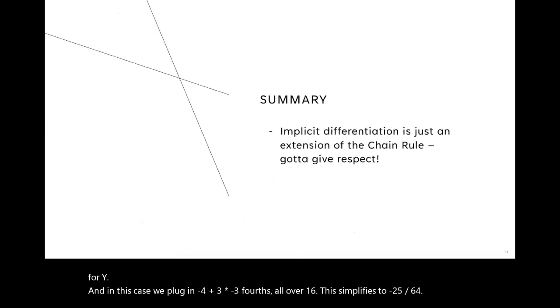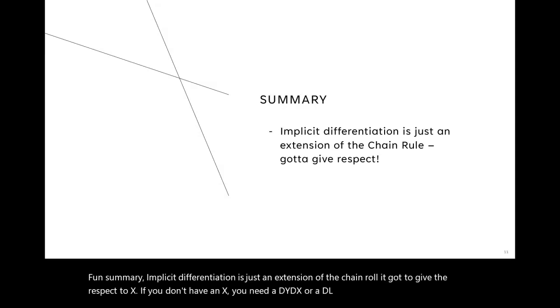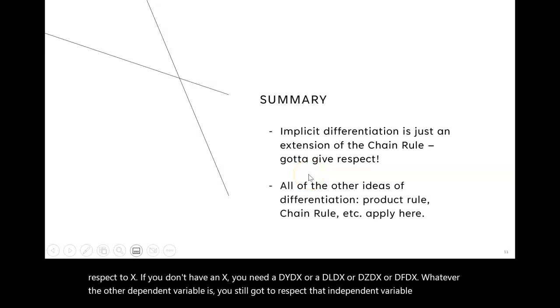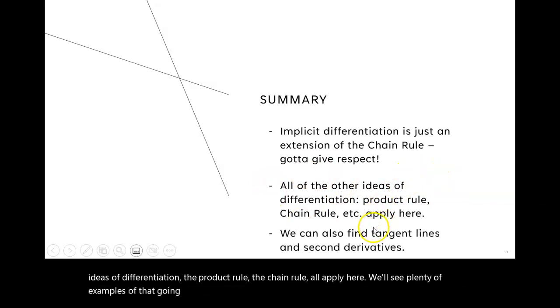So in summary, implicit differentiation is just an extension of the chain rule. You got to give the respect to x. If you don't have an x, you need a dy/dx or a dl/dx or dz/dx or df/dx, whatever the other dependent variable is. You still got to respect that independent variable. All the other ideas of differentiation, the product rule, the chain rule, all apply here. We'll see plenty of examples of that going forward. And then, of course, we can also find tangent lines and second derivatives.